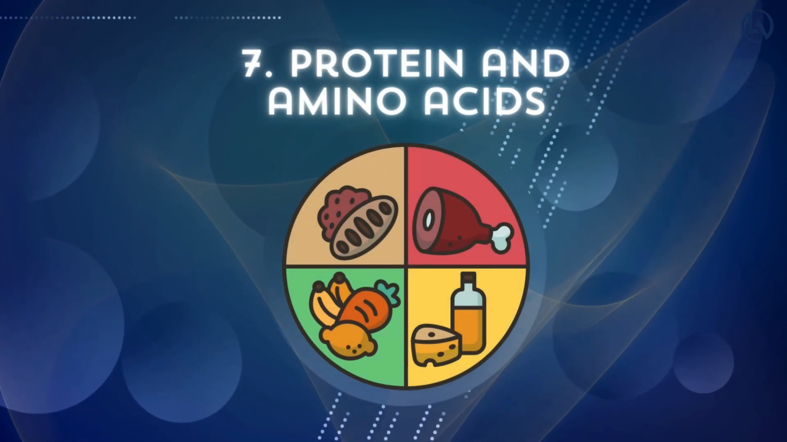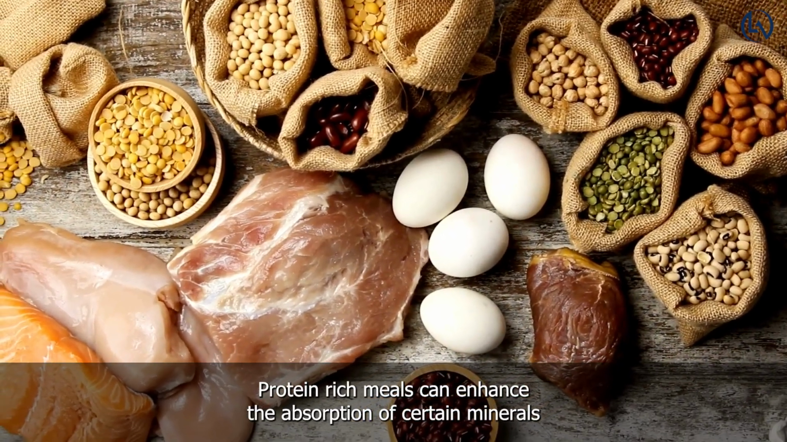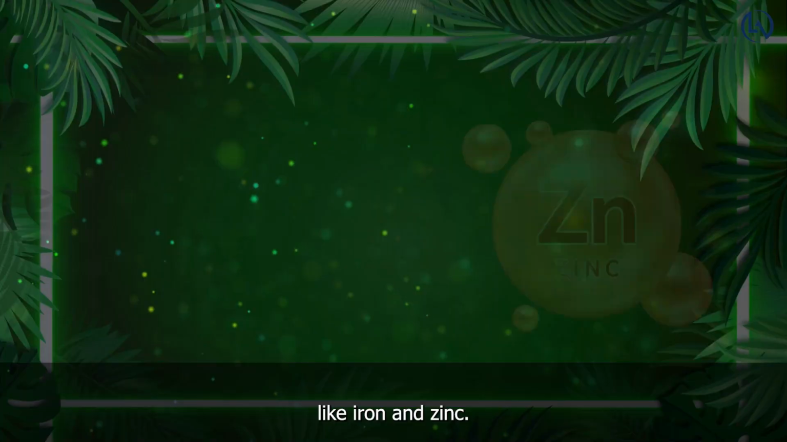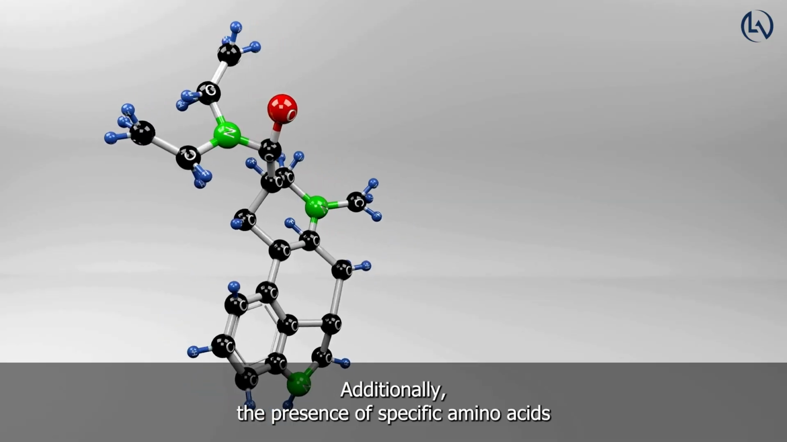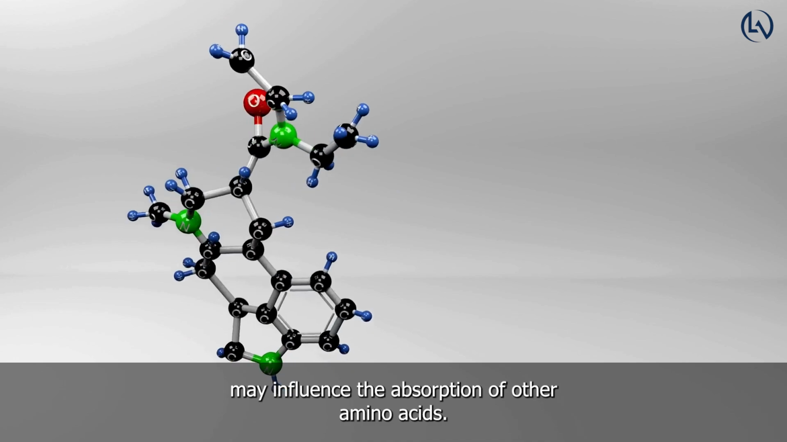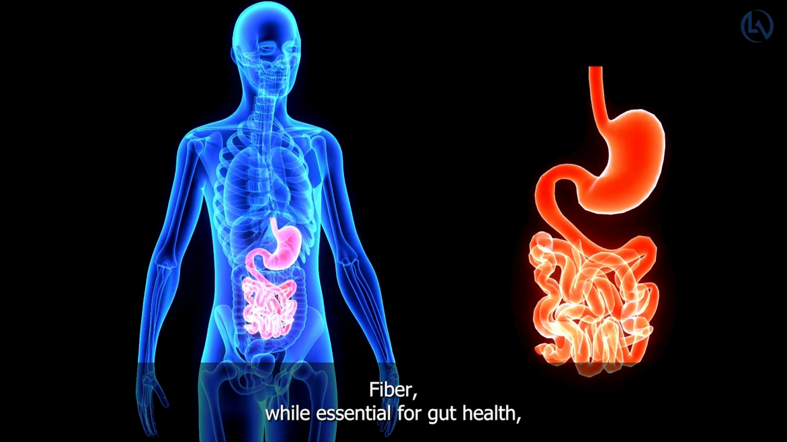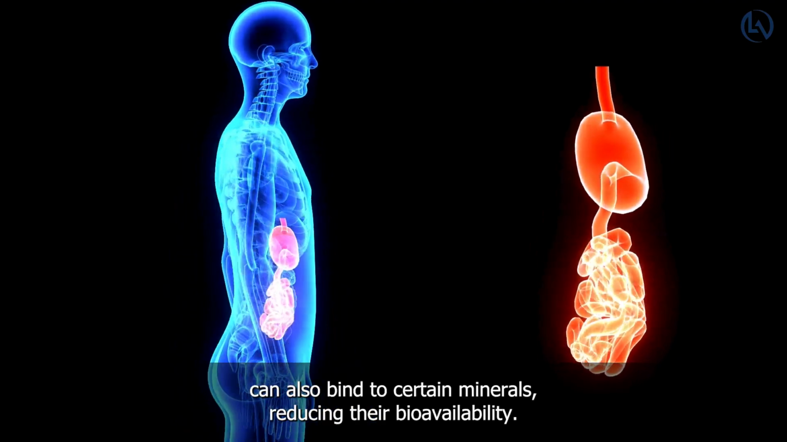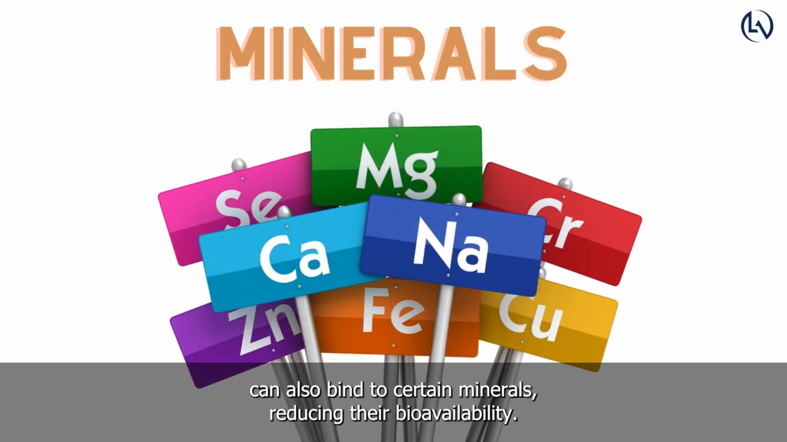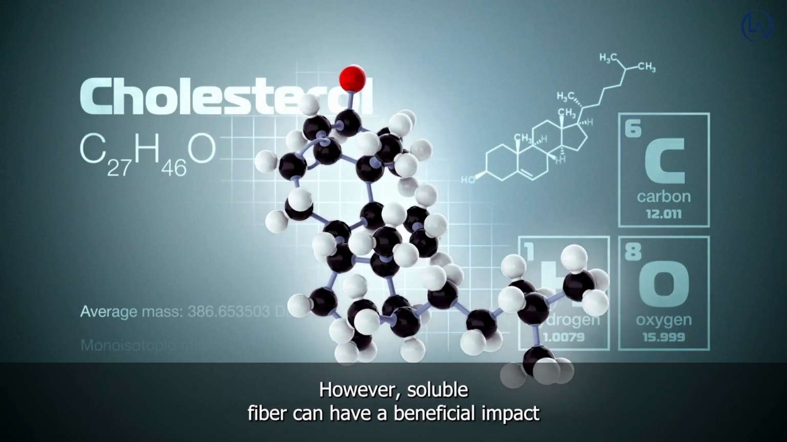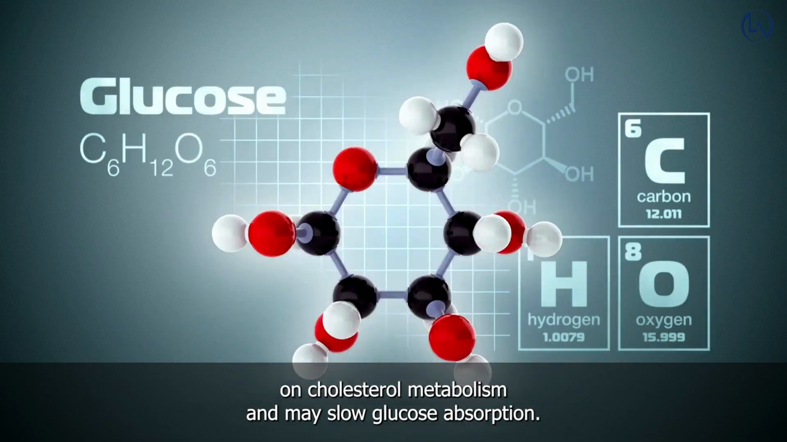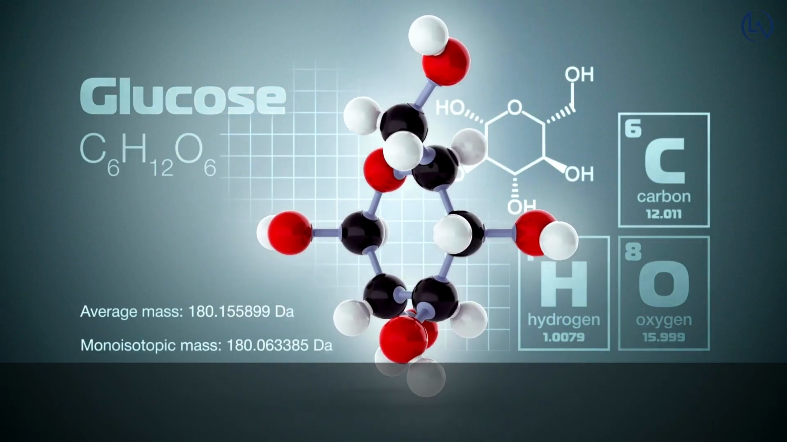Protein and amino acids. Protein-rich meals can enhance the absorption of certain minerals like iron and zinc. Additionally, the presence of specific amino acids may influence the absorption of other amino acids. Dietary fiber. Fiber, while essential for gut health, can also bind to certain minerals, reducing their bioavailability. However, soluble fiber can have a beneficial impact on cholesterol metabolism and may slow glucose absorption.